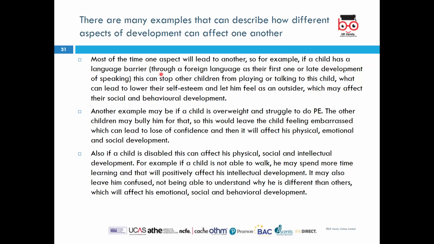Another example: maybe if a child is overweight and struggling to be involved in physical exercise or physical activity, there may be other children who bully them and they feel embarrassed, they lose confidence. So their physical growth or physical structure has an impact on their self-esteem, or their emotional and social development. And then, if a child is disabled, it can impact their physical, social, and intellectual development again.